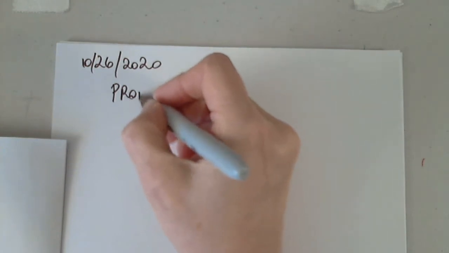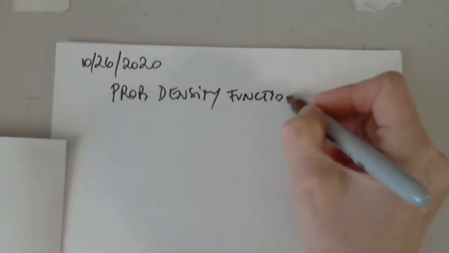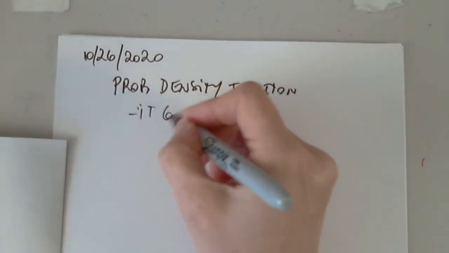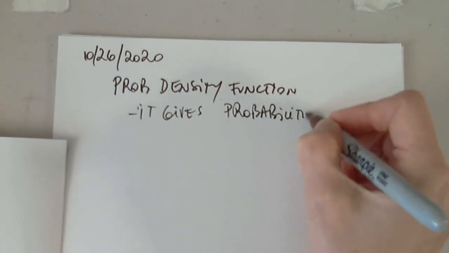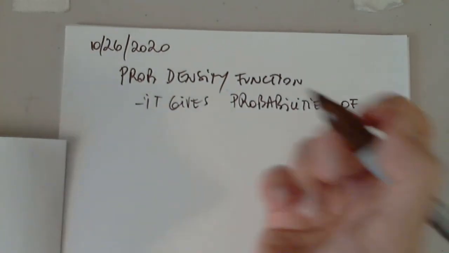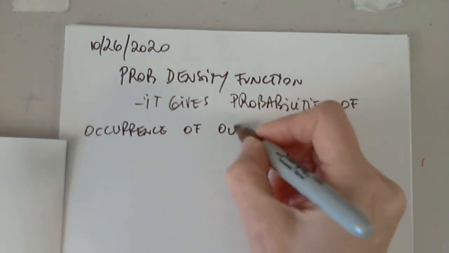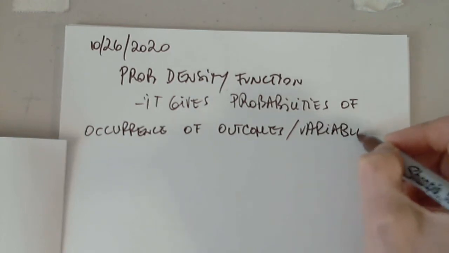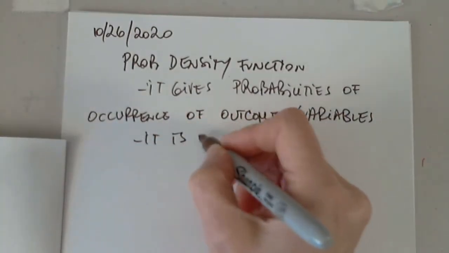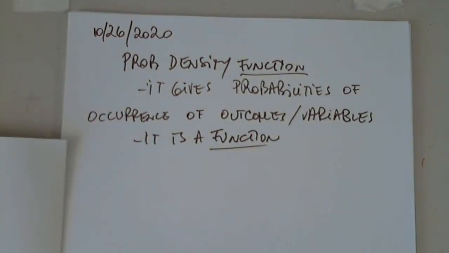So the probability density function, it gives probabilities of occurrence of outcomes or variables. It is a function. That's what it says. It's a function. I plug in something and I get an outcome or a result.